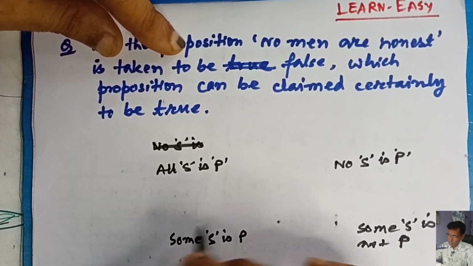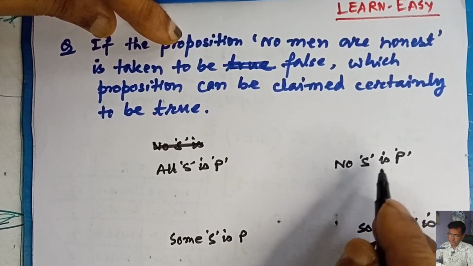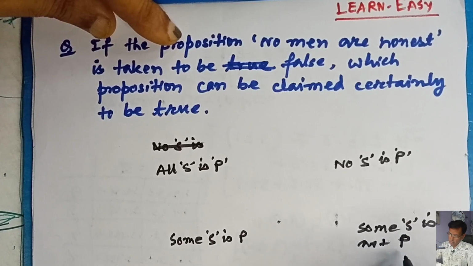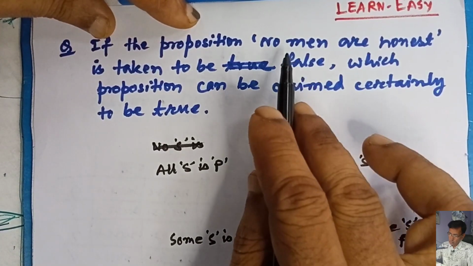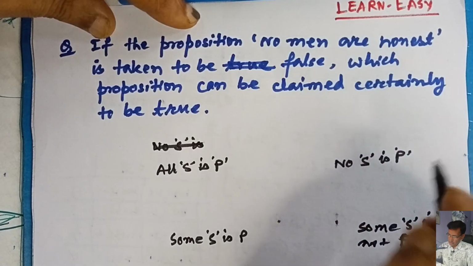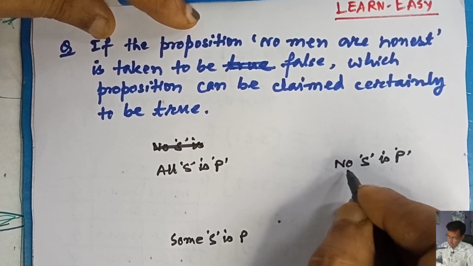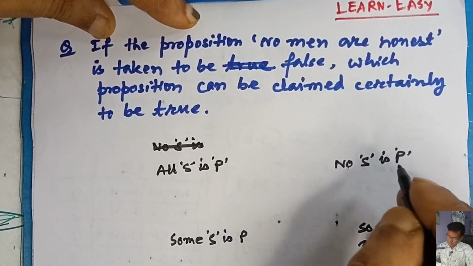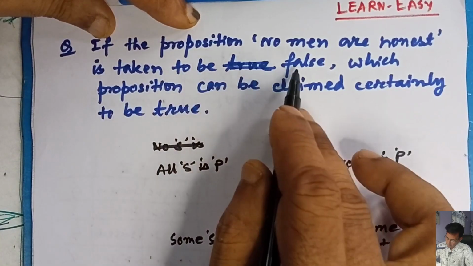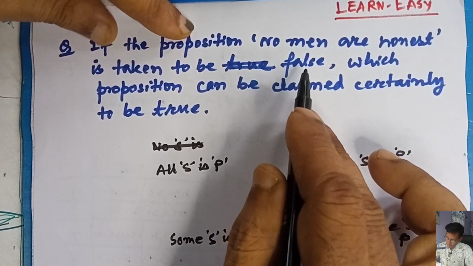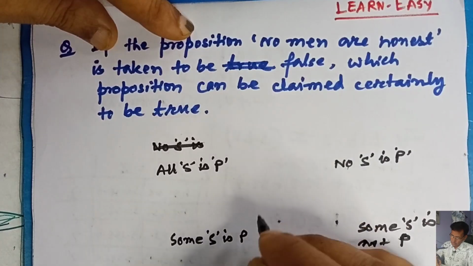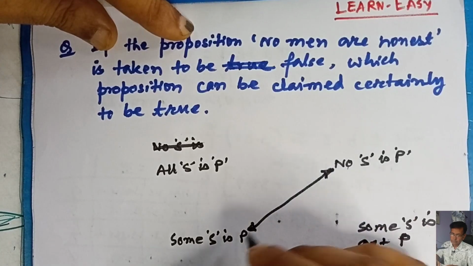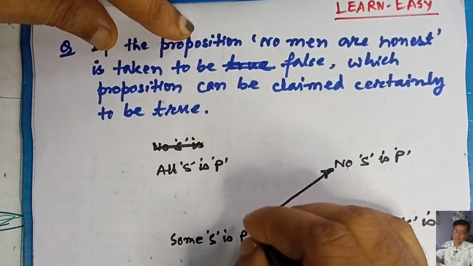These are the four corners of square of opposition. All S is P, no S is P, some S is P, some S is not P. Here, no men are honest. So, it resembles with no S is P. And this is taken to be false. So, truth will be the contradictory. This is the contradictory relation.